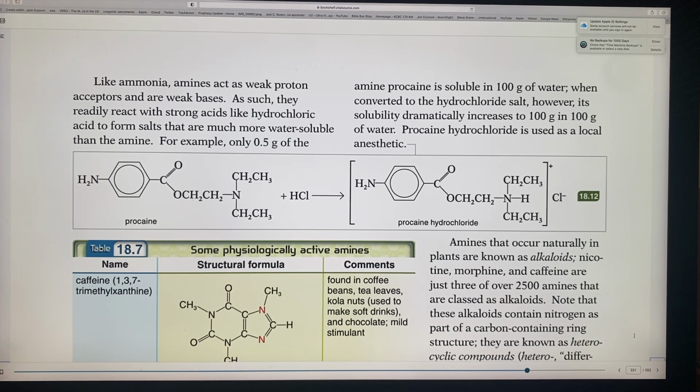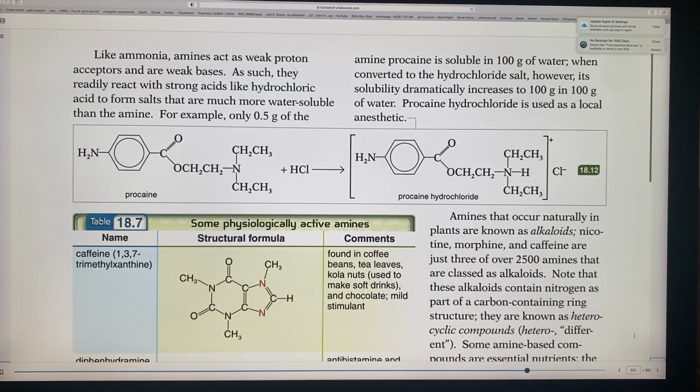Okay, so like ammonia, amines act as weak proton receptors and are very weak bases. So they're not acids, they're bases. And so they readily react with strong acids like hydrochloric acid, and they form salts. And so we have a picture of that, in the midst, of how bases and strong acids react and become a salt.